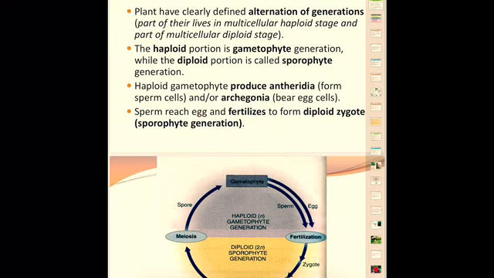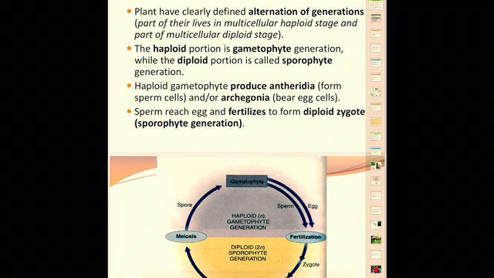Okay, the basic plant life cycle. Plants have a clearly defined alternation of generations. This alternation of generations is the life cycle of plants. So what is meant by alternation of generations?